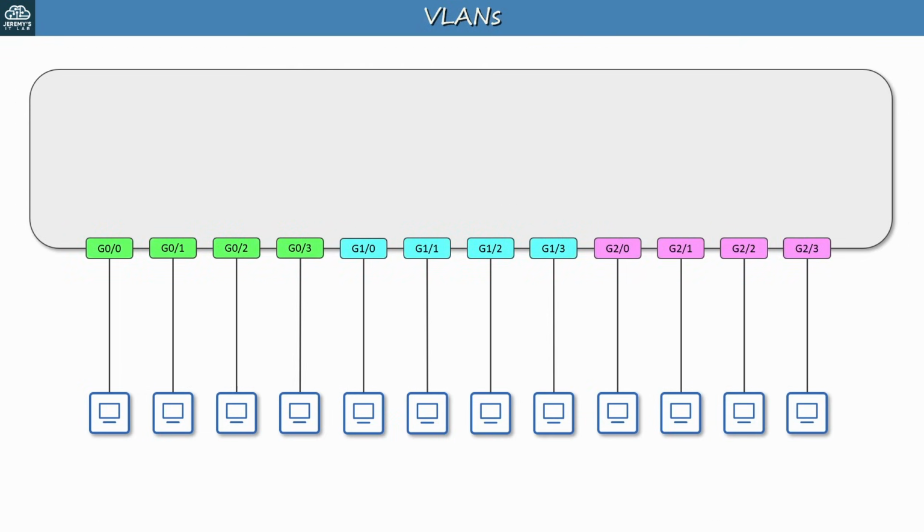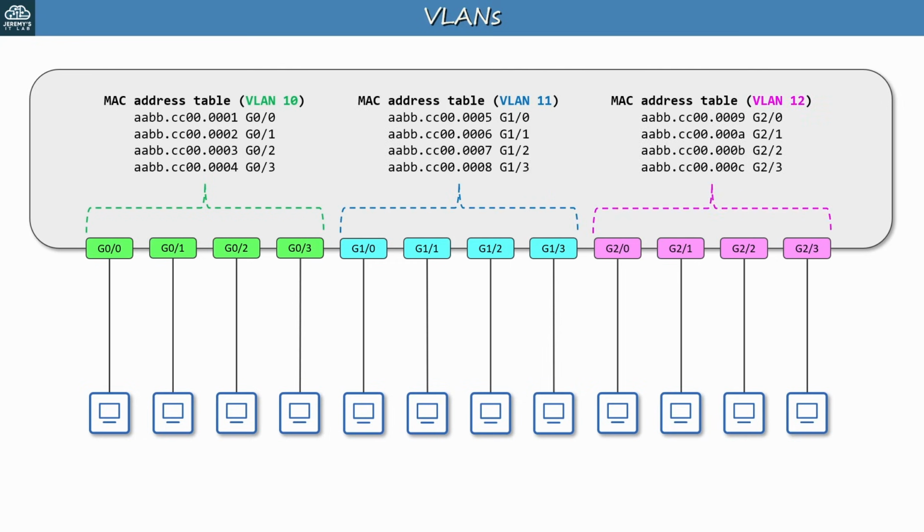Now I've divided the switch's ports into three VLANs. VLANs 10, 11, and 12. Each VLAN has its own MAC address table. Actually, if you use show mac address-table in the CLI, you'll see all of the VLANs in one table. But internally, the switch actually has a separate table for each VLAN.